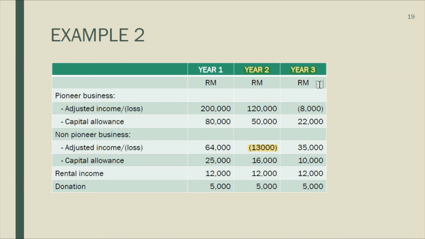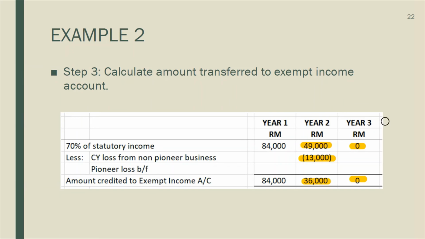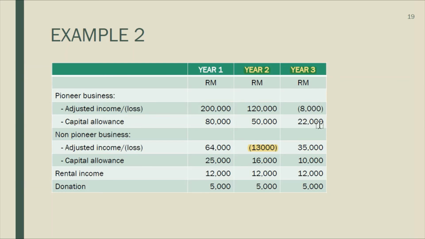So because the pioneer business is incurring losses, this adjusted loss of 8,000, you can't do anything for year 3, but when you do year 4 later on, it will be deducted as pioneer loss brought forward for year 4, okay? And the capital allowance will be carried forward to year 4 as well.